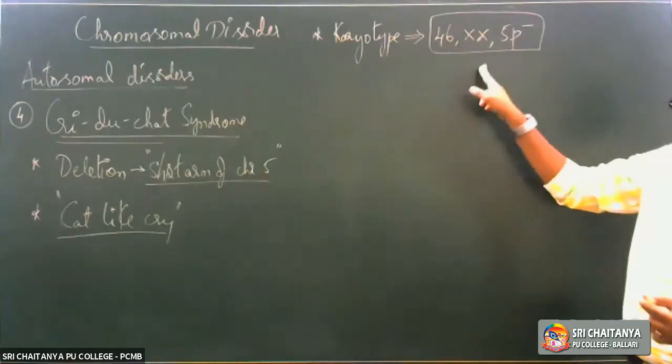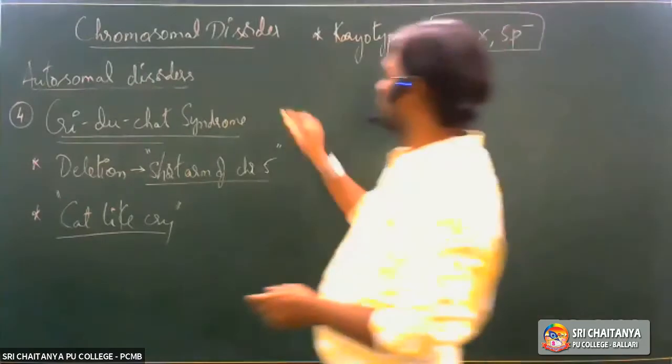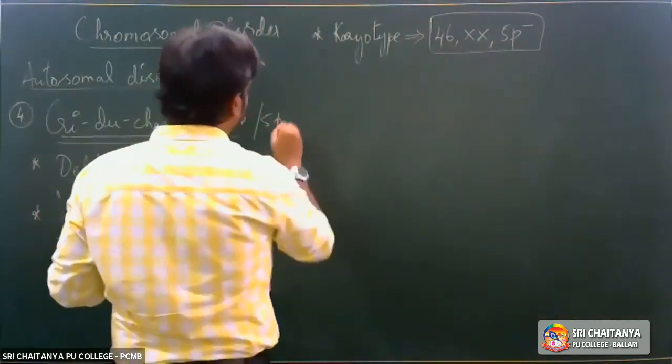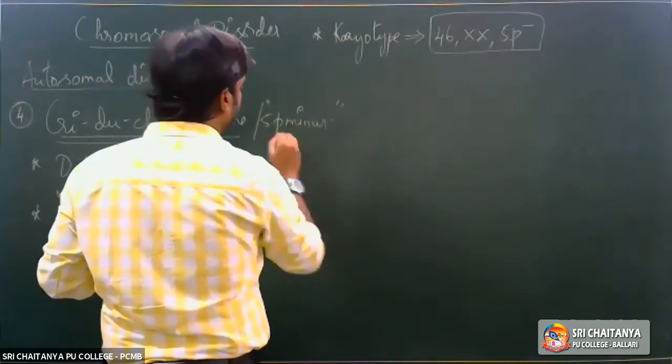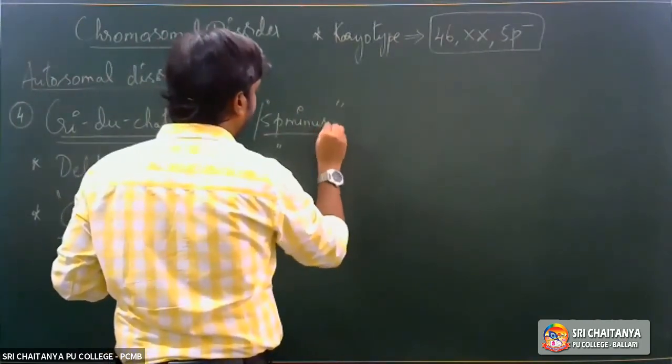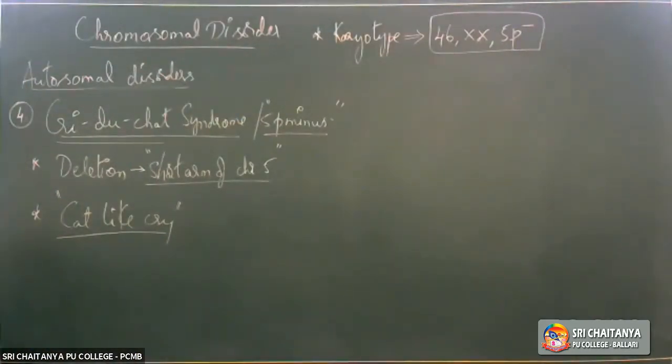This is how we refer to the karyotype: 46, XX, 5P minus. Therefore, Cri-du-chat syndrome is also called 5p minus syndrome. Just like we said trisomy 21, trisomy 18, as well as trisomy 13, here we refer to it as 5p minus syndrome. So this is what we have with Cri-du-chat syndrome.